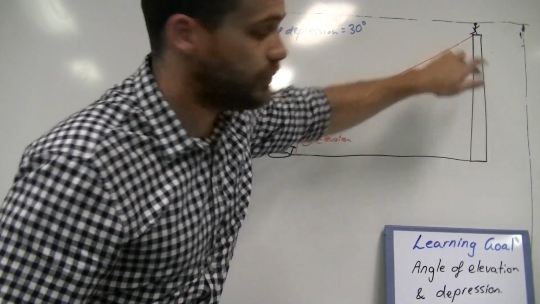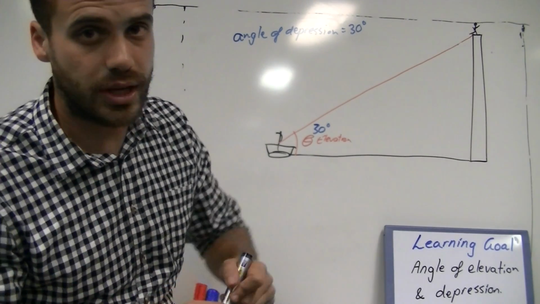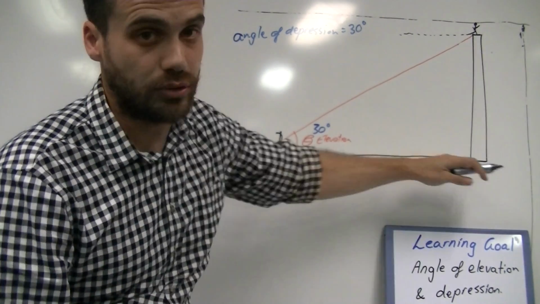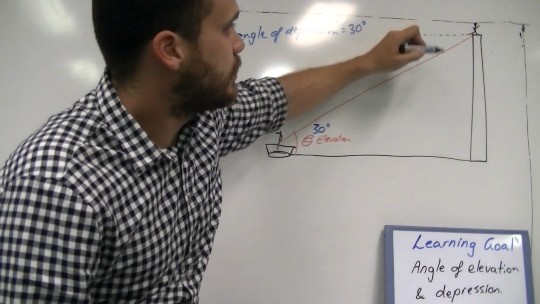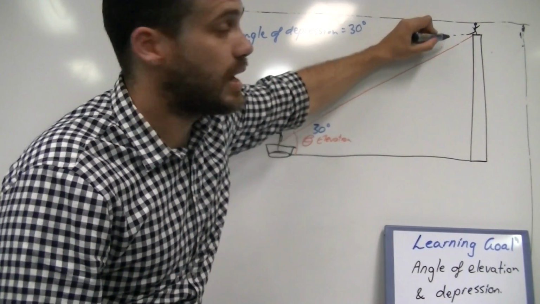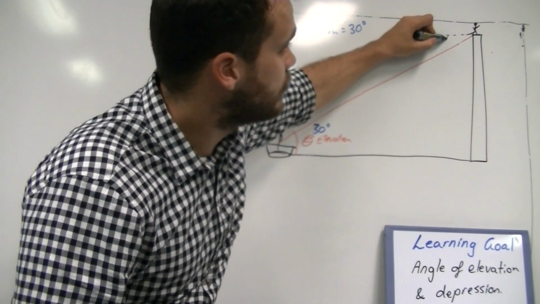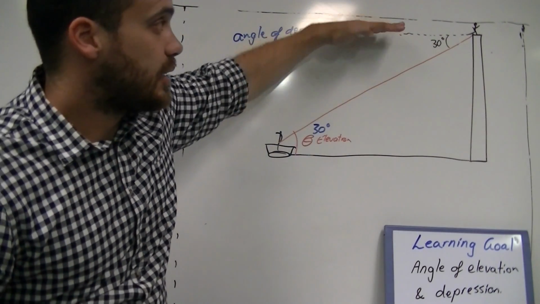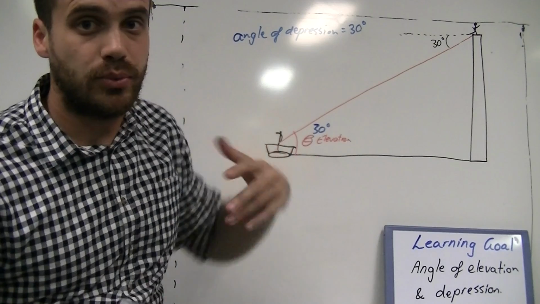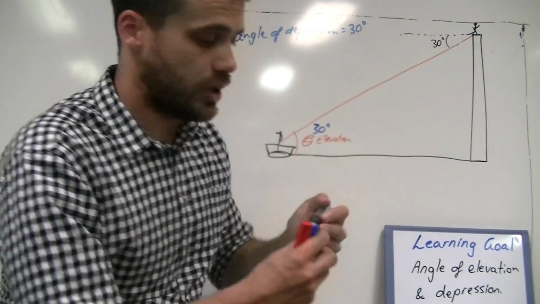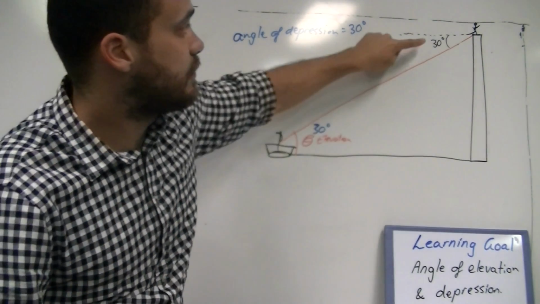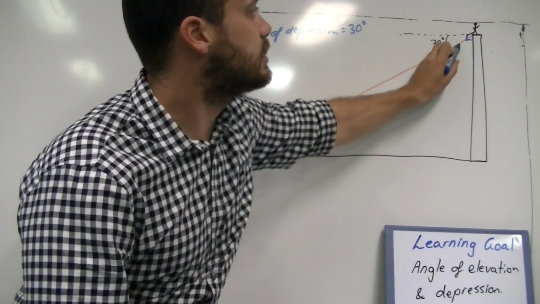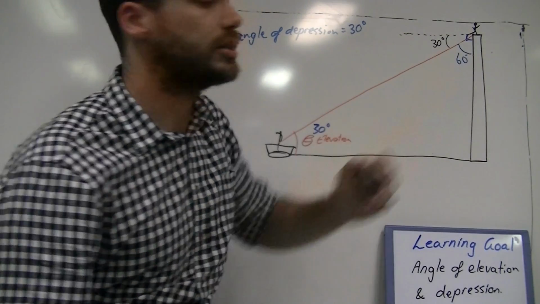Remember that the angle of depression, in order to draw that, you need to draw a dotted line that is horizontal with the ground. Now the angle of depression is the angle between that dotted line and that line there. Now once you've got an angle of depression, you can use that within trigonometry by using complementary angles. If that's 30 degrees and this is a right angle, that means that this must be 60 degrees.